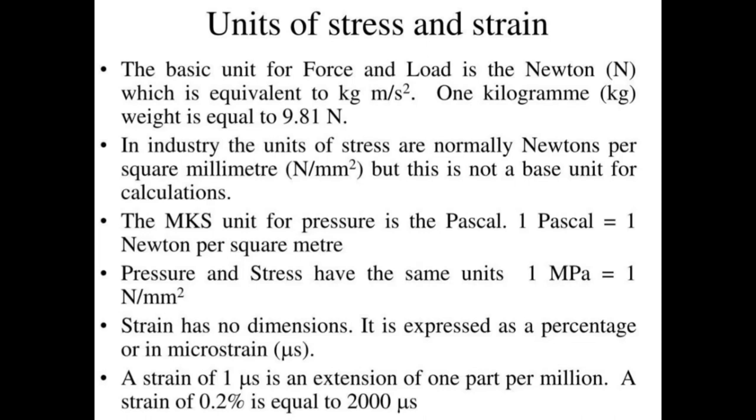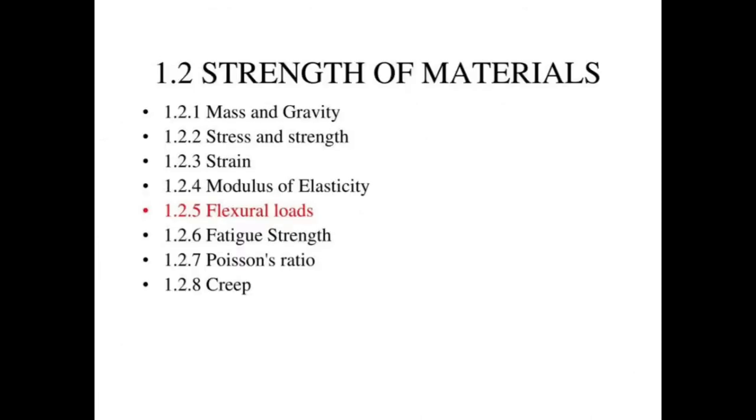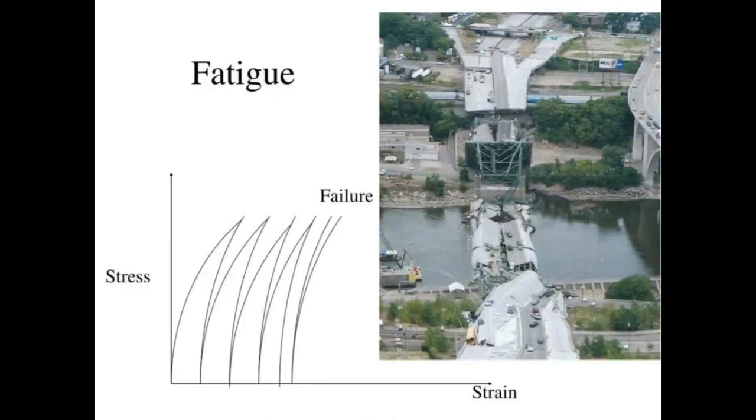Whereas a strain of 1 is extension of 1 part per million, 0.2 percentage is equal to 2000 microstrain. And the next one we have to see is fatigue. It's the biggest example for showing what fatigue is. What does this picture indicate? What is fatigue? Fatigue is a completely collapsing stage due to poor designing.